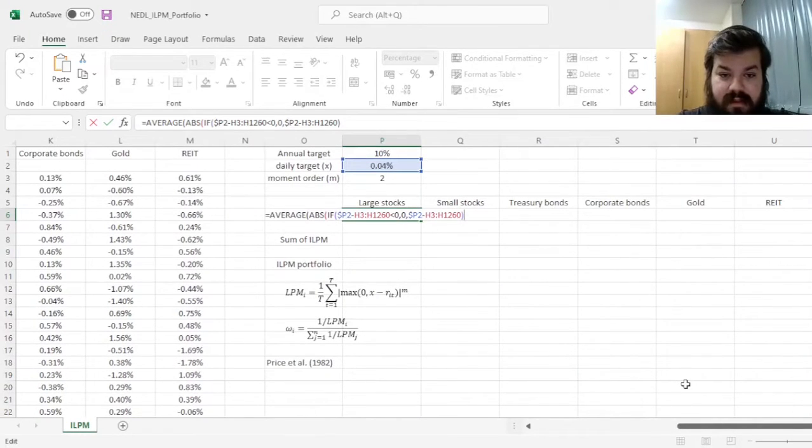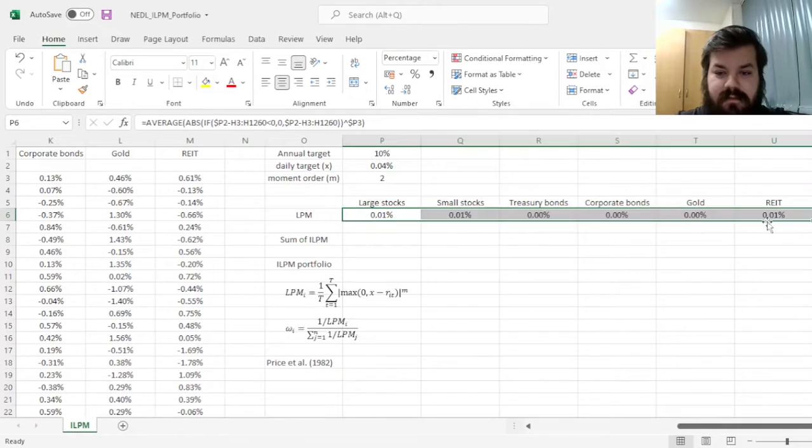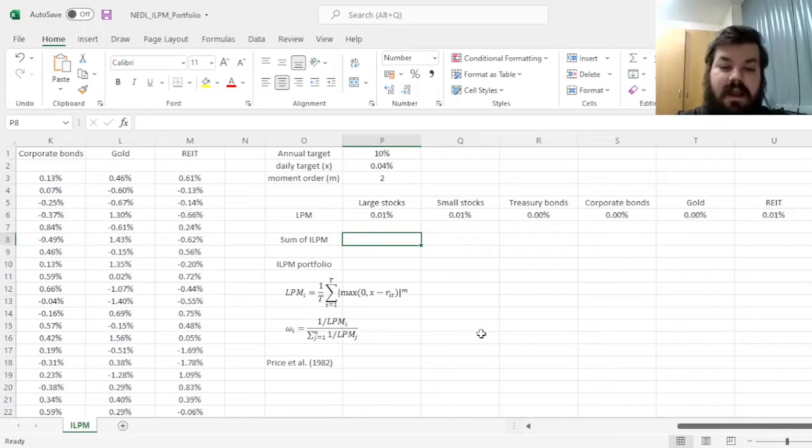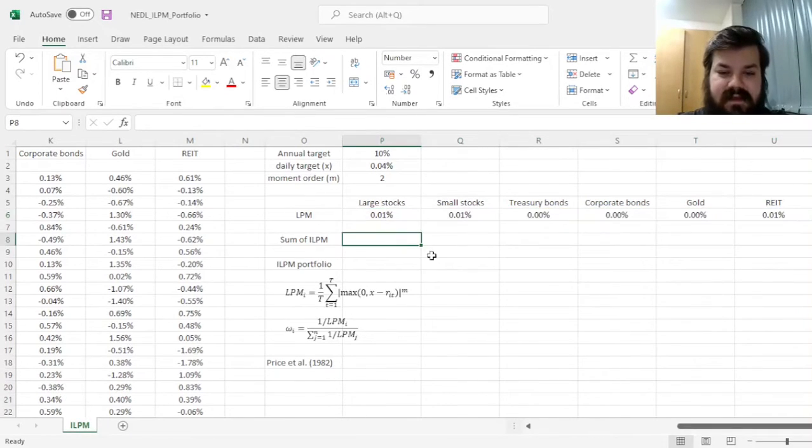Then we'll close the parentheses, and having calculated the absolute values of this array's elements, we can simply raise them to the power of the moment order, locking the column as well, as the moment order stays the same, no matter how far we drag it down to the right. Then we can enforce this formula, drag it across. And finally, calculate the sum of inverse lower partial moments, which are the reciprocals of these figures we have just calculated for all six asset classes.